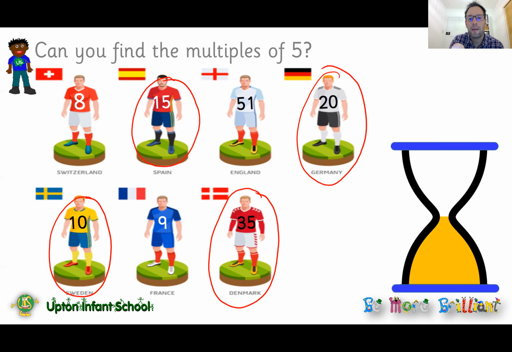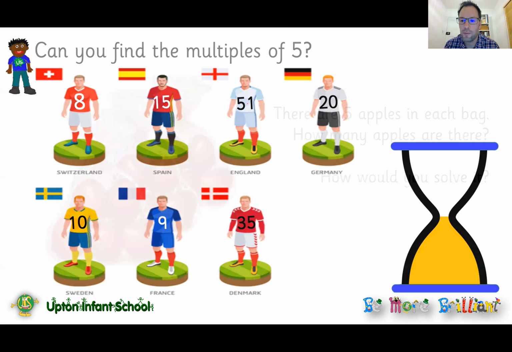Our England player, he's got the number 51. He's got 5 10s. Ooh, and a little squiggle now. But it doesn't end in a 5. It ends in a 1. So that is not a multiple of 5. Well done if you spotted those.